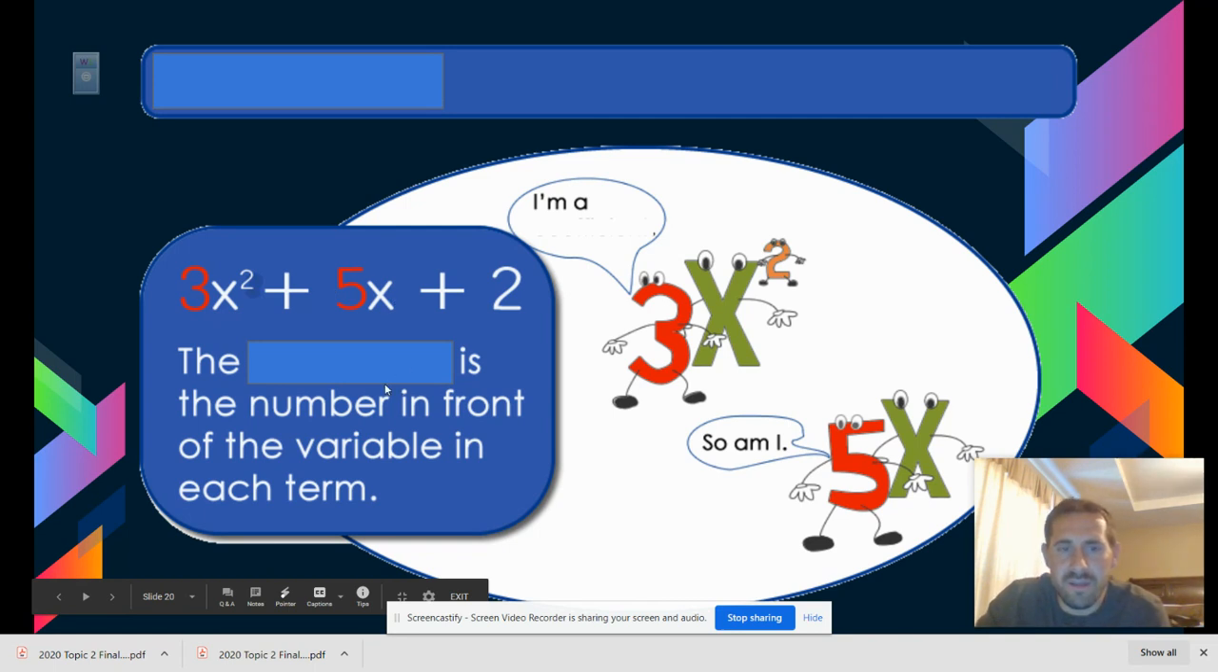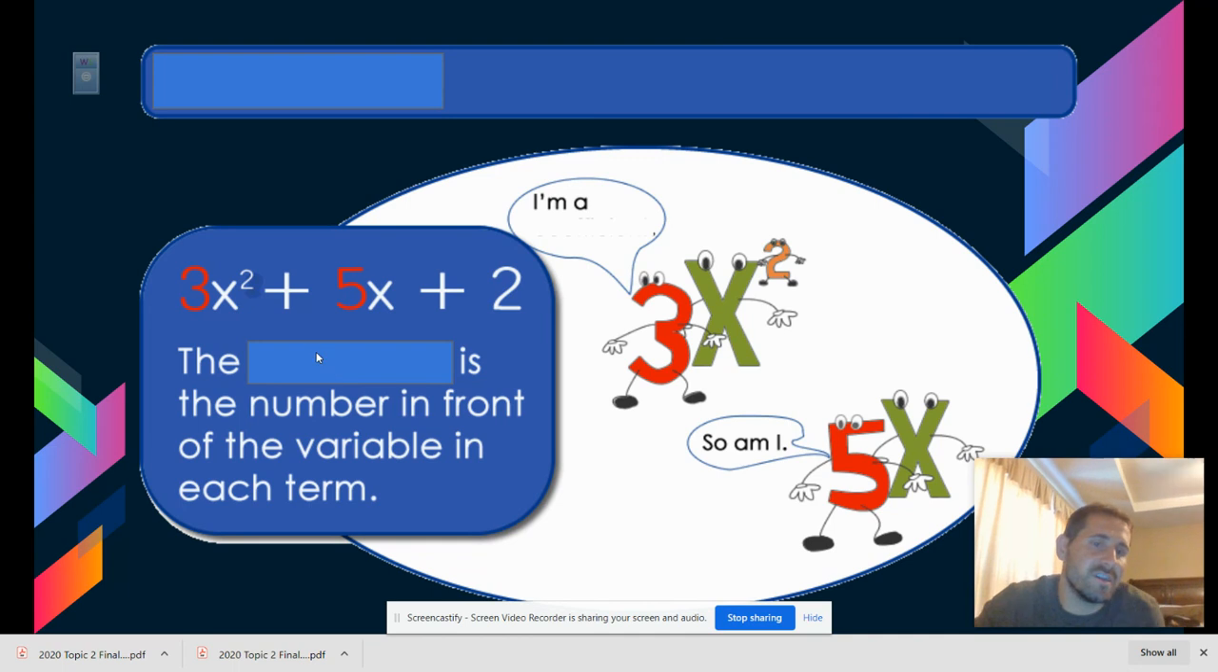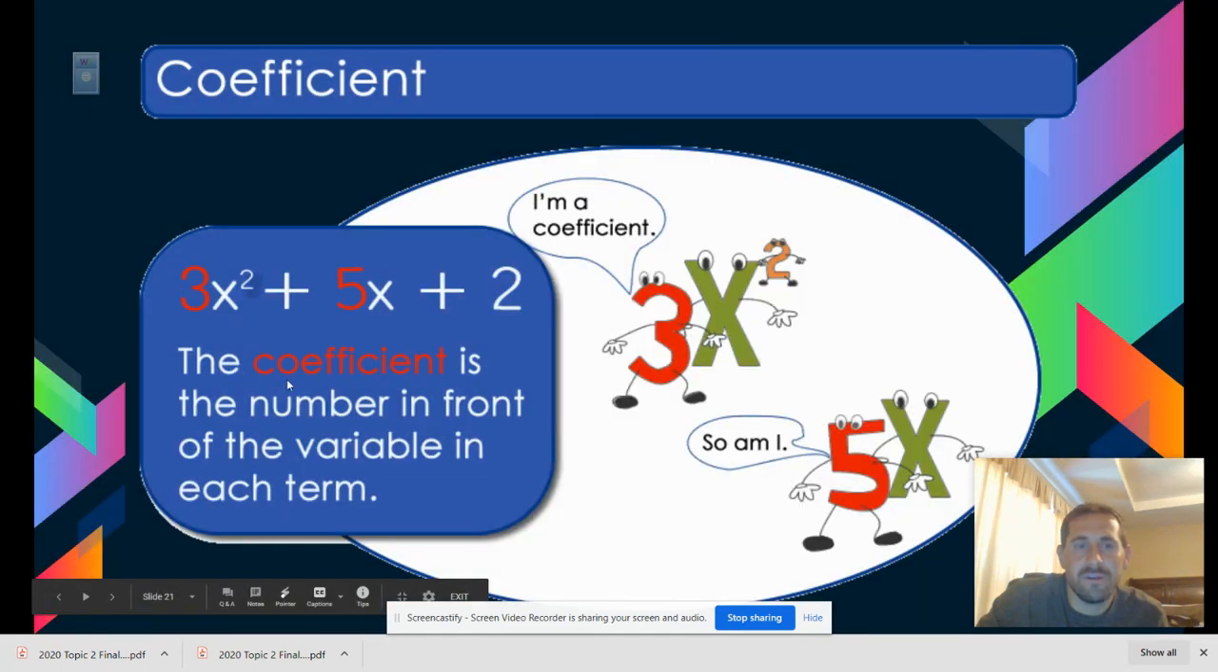Now we're talking about another definition, called a coefficient. So coefficient is that number in front of the variable. So example, how many x's do we have here? We have 5. Don't tell me you have 1x. We have 5, and that's known as the coefficient. How many x squares do we have? We have 3. And again, that term is known as the coefficient.